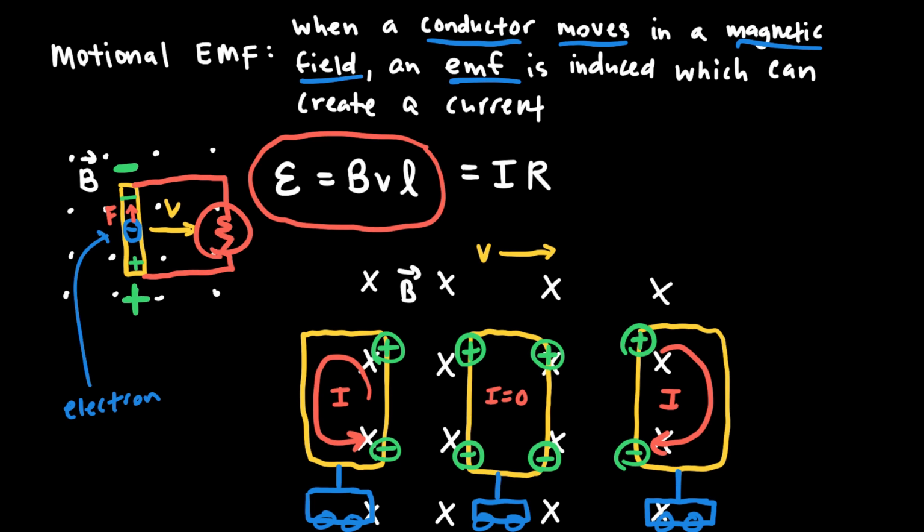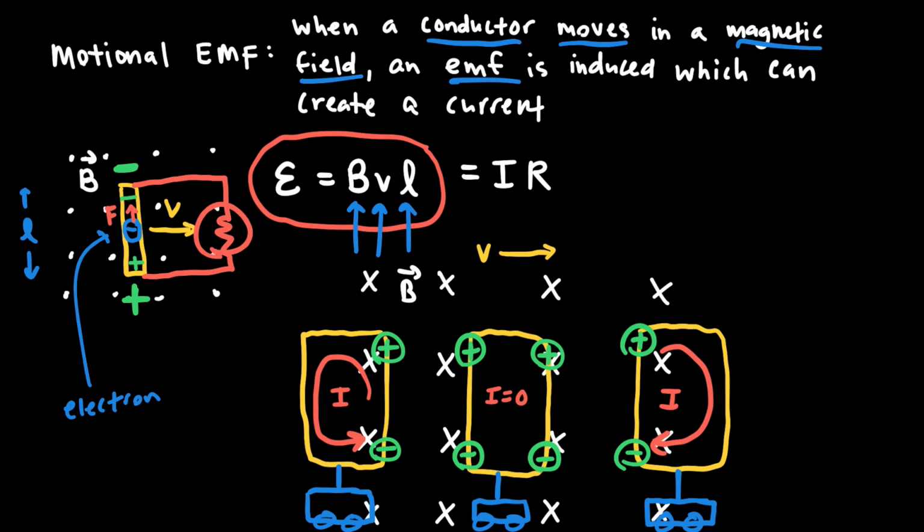And we looked at the equation for this EMF that's produced across the conductor, and we found that it's equal to the strength of the magnetic field times the speed of that conductor, which means the faster it moves, the greater that EMF will be, and the length of the conductor. And here the length just represents how long that conductor is.